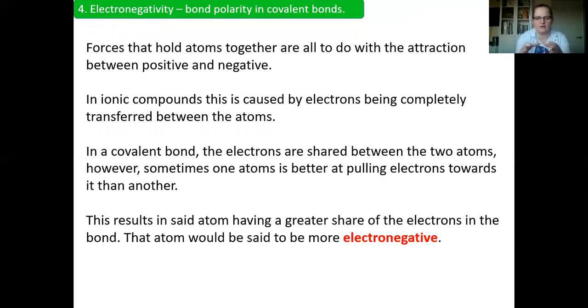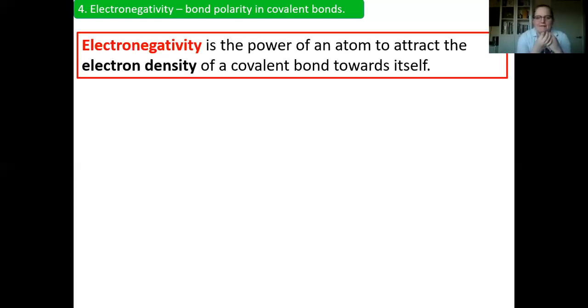However, one atom is a little bit better at pulling the electron towards it than the other, and it's to do with the positive charge of the nucleus. This results in that atom having a greater share of the electrons in the bond. We would say that atom is more electronegative, because it has more of the electrons around it, and this is how we get polar molecules. So electronegativity is the power of an atom to attract the electron density of a covalent bond towards itself.